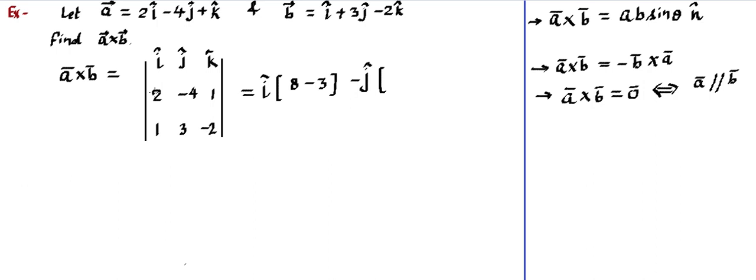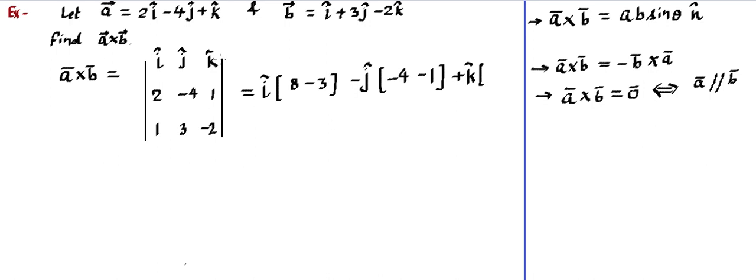Then 2 and minus 2 get multiplied to deliver minus 4. So we write it as minus 4. Then minus 1 and 1 get multiplied to get 1. So 1 and 1 is 1. And finally we will be writing this K cap, doing the same stuff.